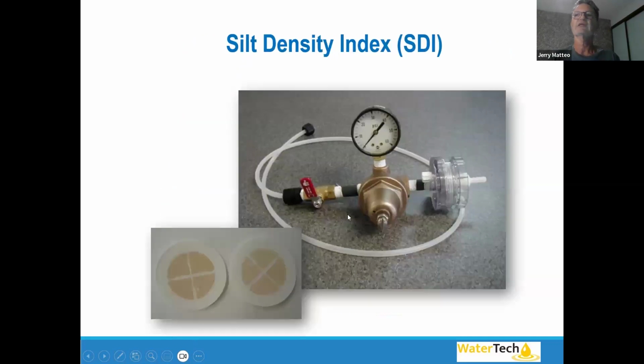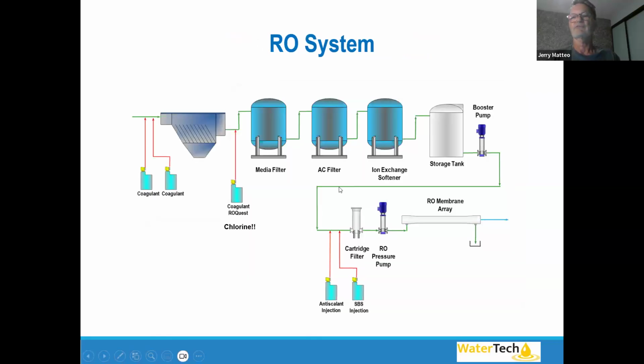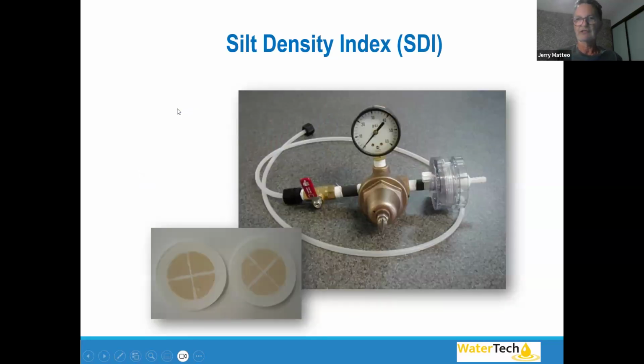That's what a silt density index meter looks like. This is a little filter cartridge, and you put a filter paper in there of a certain micron size. We're going to draw a vacuum and draw water, timing a certain volume of water to pass through the filter. And we can calculate what's called silt density index.